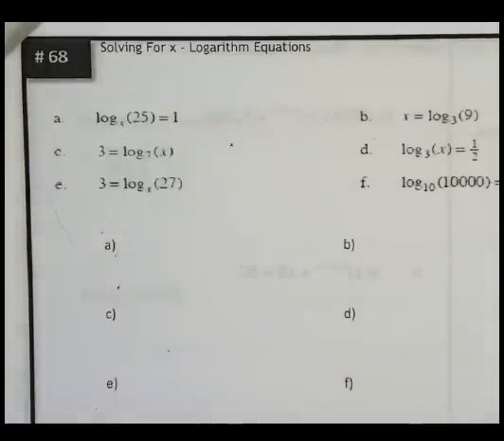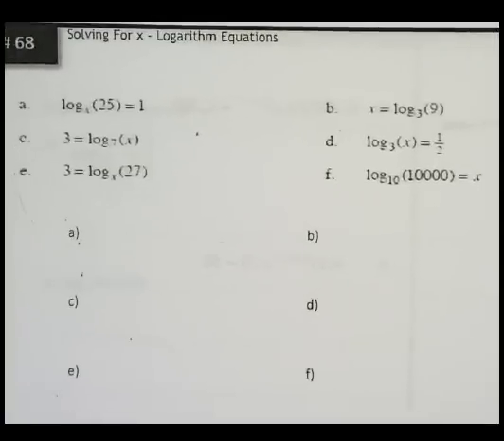All right, target 68 is solving for x in logarithms. So for this, you're probably going to want to have a calculator handy. I'm sure that's going to help. The idea behind logs is that they are inverses of exponentials. So we're going to be looking to put exponents on these and/or undo them with that exponent thinking.